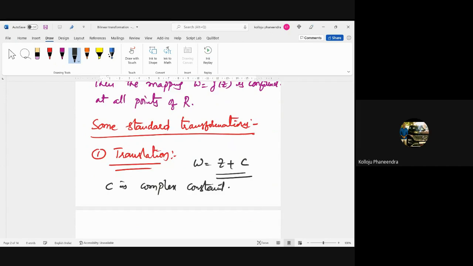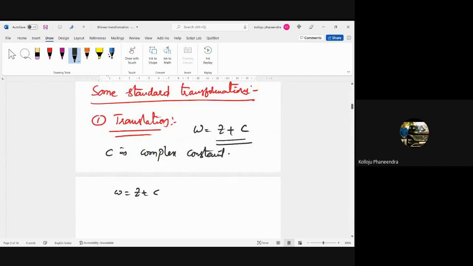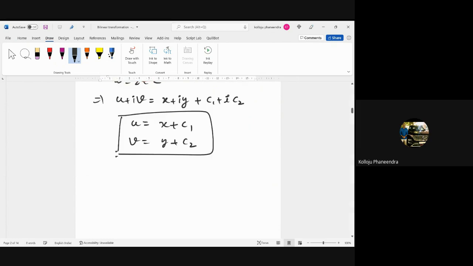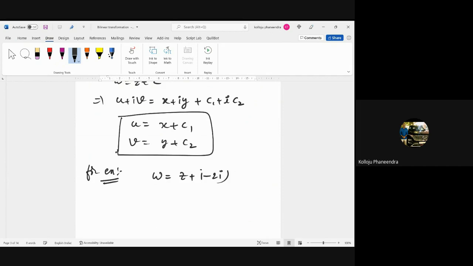So how does it behave? See, W equal to z plus c. W is nothing but u plus iv, z is nothing but x plus iy, c is nothing but c1 plus ic2. So if I equate real and imaginary parts, I will get u equal to x plus c1 and v equal to y plus c2. Done. Okay. For example, just to get the idea how transformation behaves, for example, W equal to z plus 1 minus 2i.